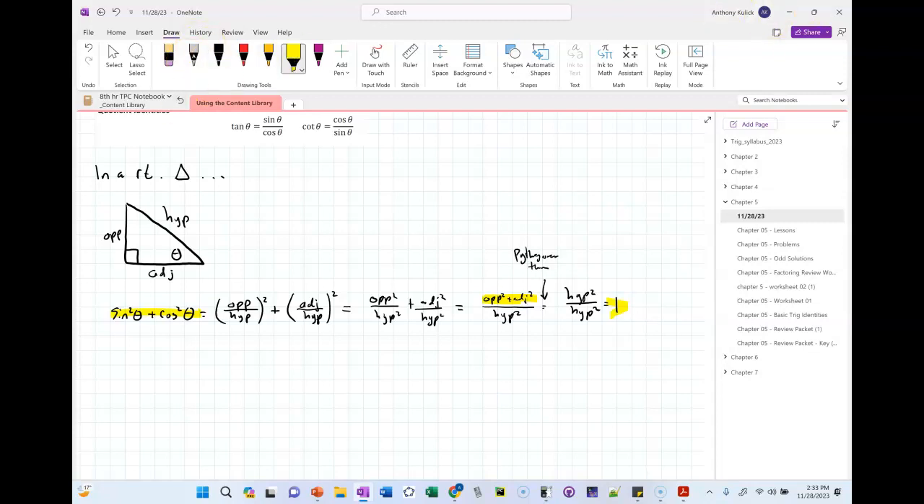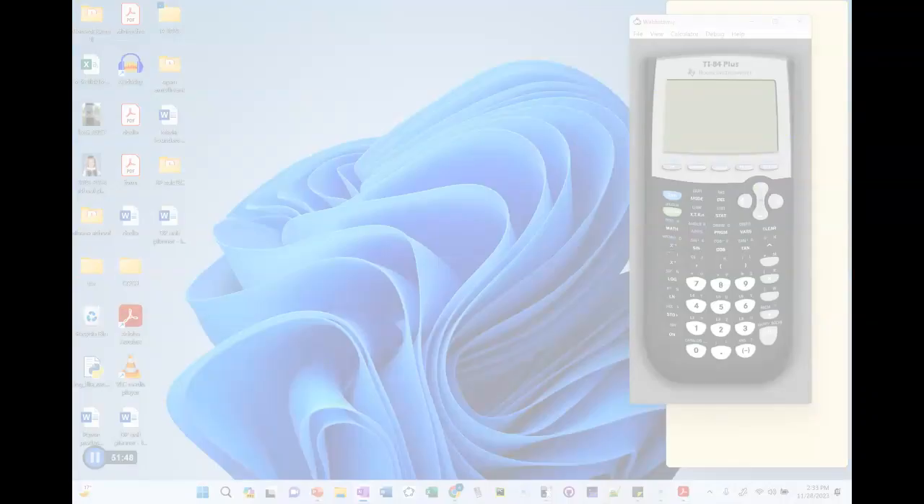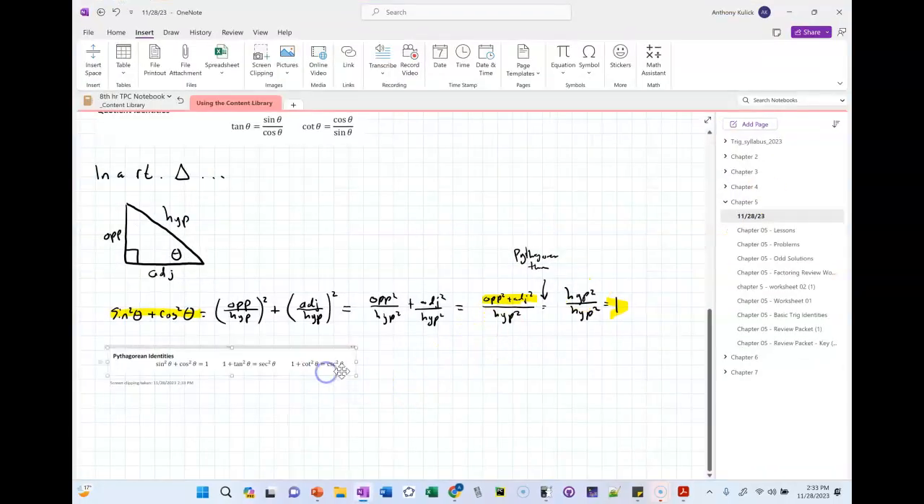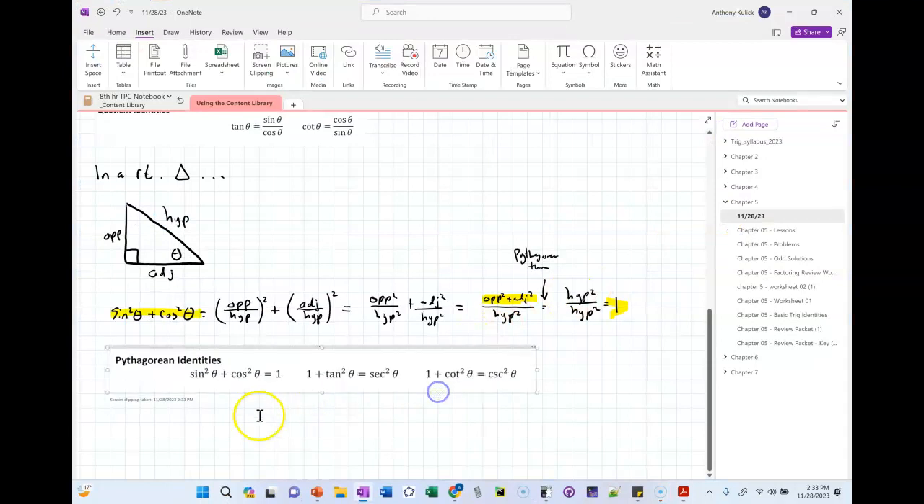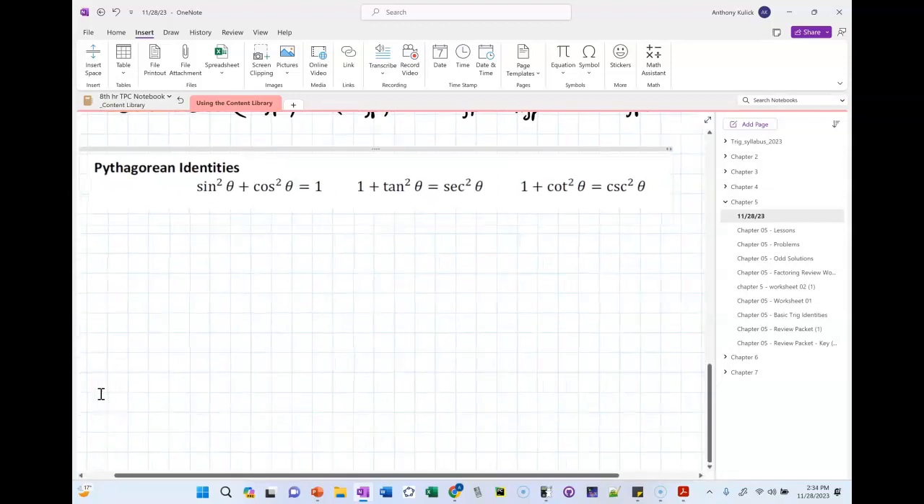Oh, that's an identity. We can do that 3 different ways, and those 3 different ones are what we call the Pythagorean identities, because what do we need to use to get them? The Pythagorean theorem. So those are the 3 Pythagorean identities.